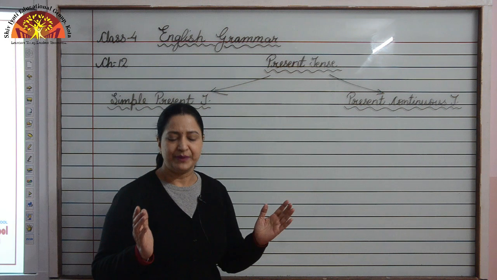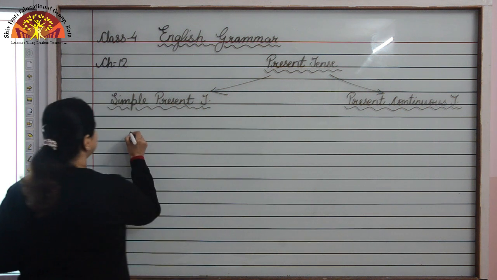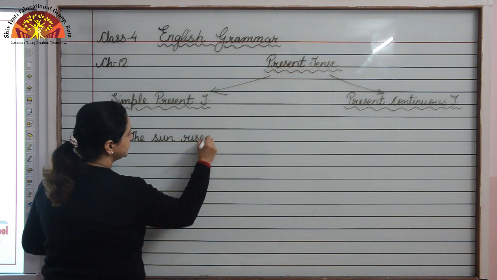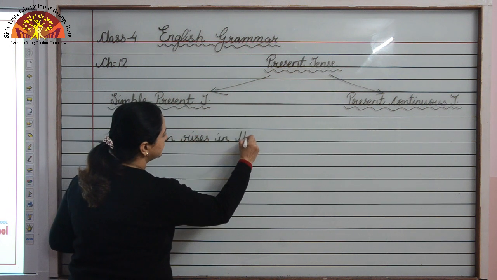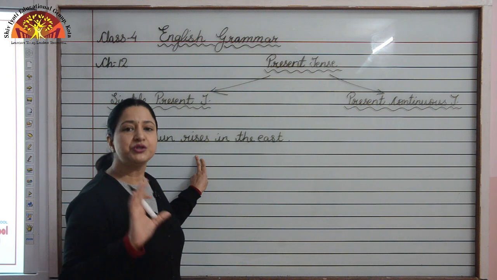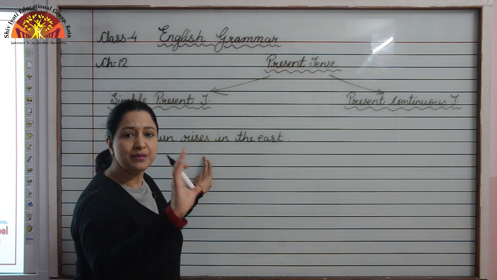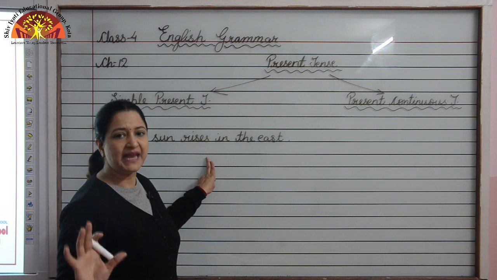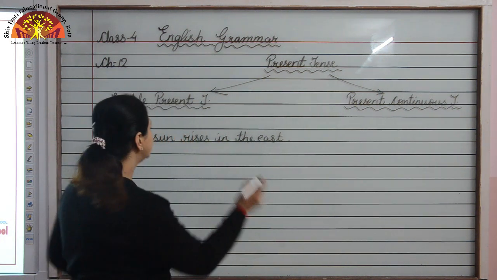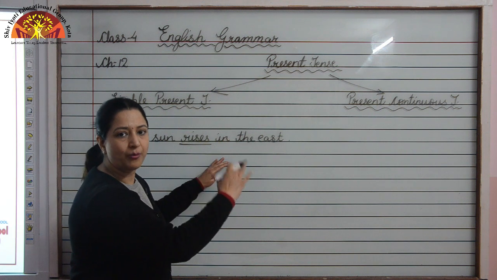For example, if we say the sun rises in the east, this is a universal truth and nobody can change this truth. So this sentence is in the simple present form of the verb. Universal truths are always written in simple present. So this is a universal truth and so we have used here the simple present form of verb.